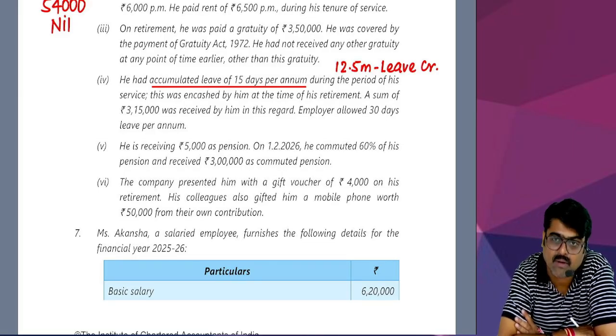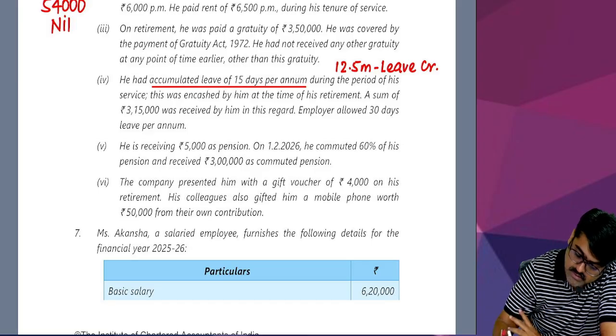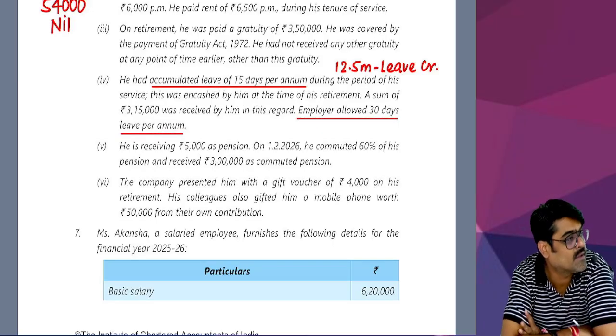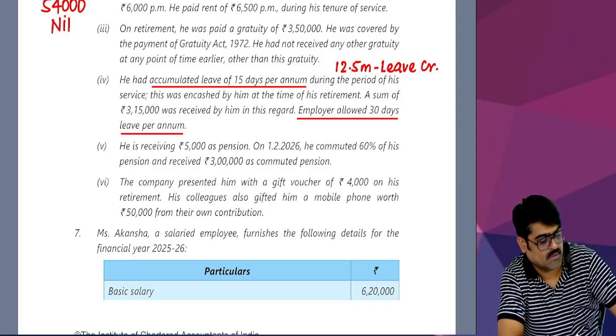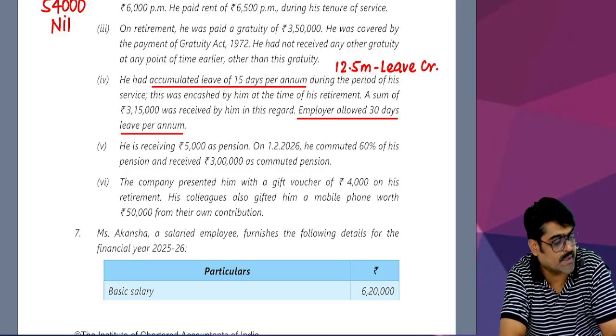Now this 12.5 you have calculated based on 30 days leave allowed by the employer. So what was the employer allowing every year? 30. How many leaves was he taking? 15. How many leaves was he saving? 15. So 30 days into 25 is the total leave allowed, minus 15 days into 25, which will be the total leave taken. So you will get 15 days into 25.